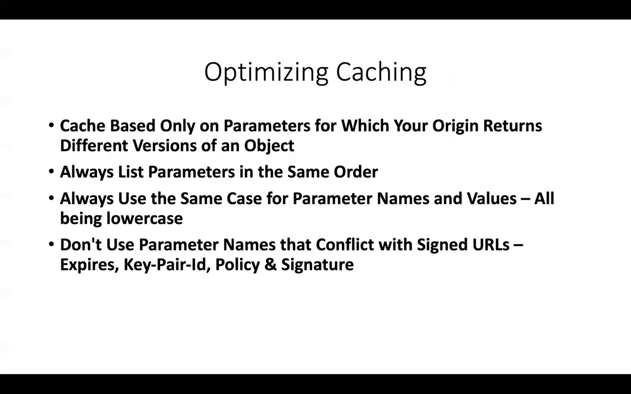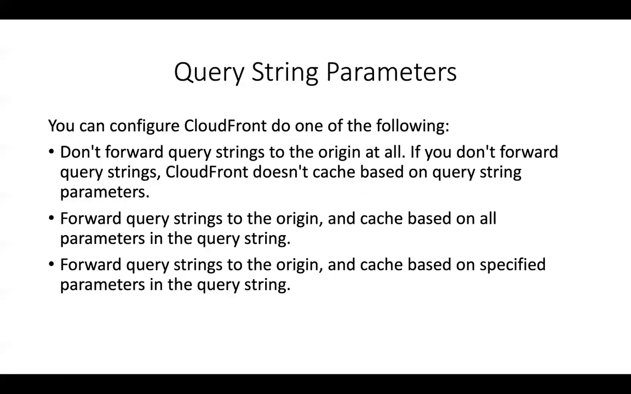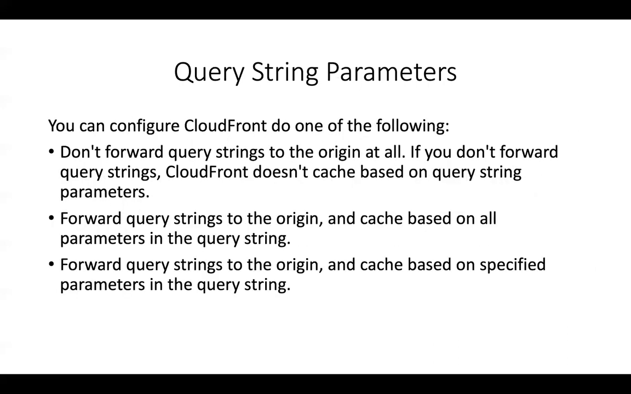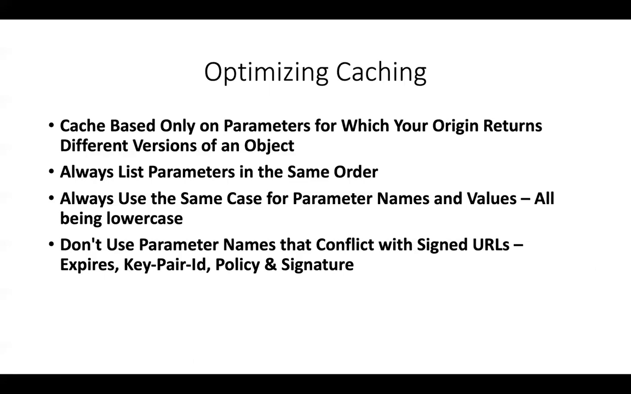This is the last slide, where I just wanted to talk about how you optimize your caching. You can cache based on the different parameters for which your origin returns different versions of your object, which we studied in the previous slide. And always list your parameters in the same order. Don't have a request with color equals red and size equals large, and then another request with size equals large and color equals red. It doesn't have any meaning there, and your caching is not going to be optimized because you have the same parameters listed in a different order.